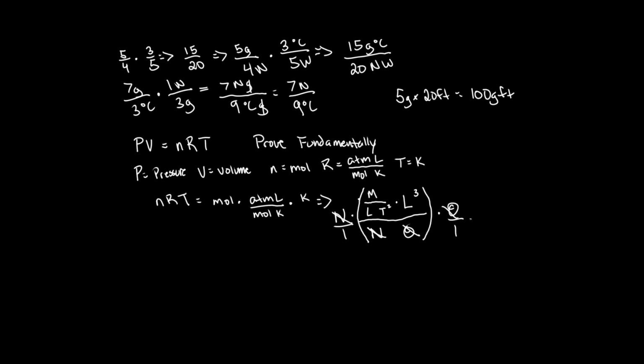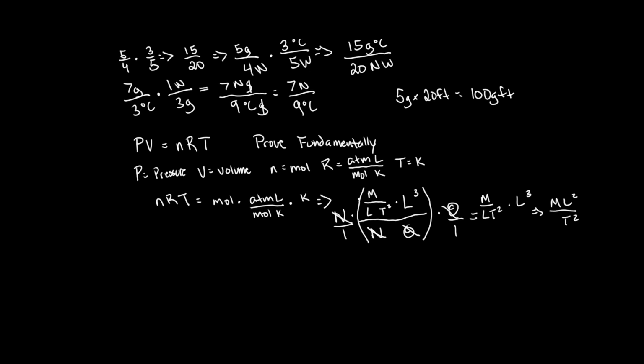So we'll be left with simply mass over length time squared times length cubed, which goes to mass length cubed over length time squared. Now we have a length here and a length there, so these can divide as well. So we're going to erase this length because it's going to go away, and we're going to write length squared over time squared.